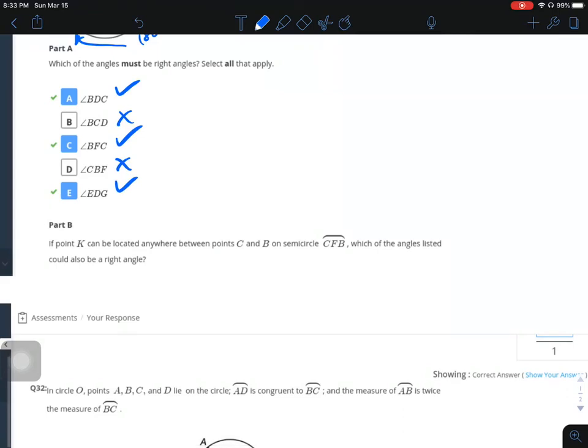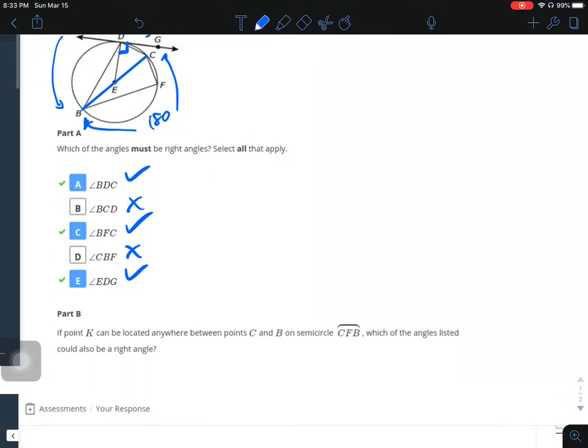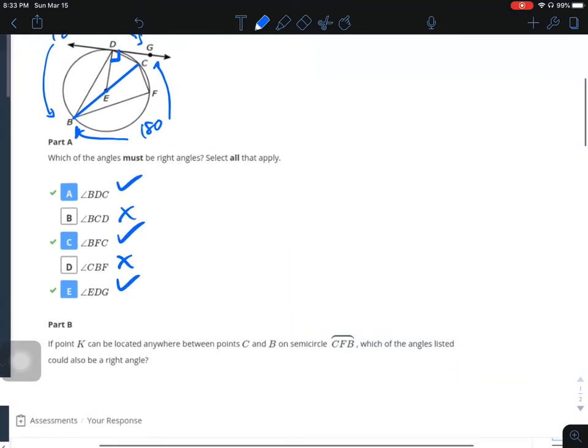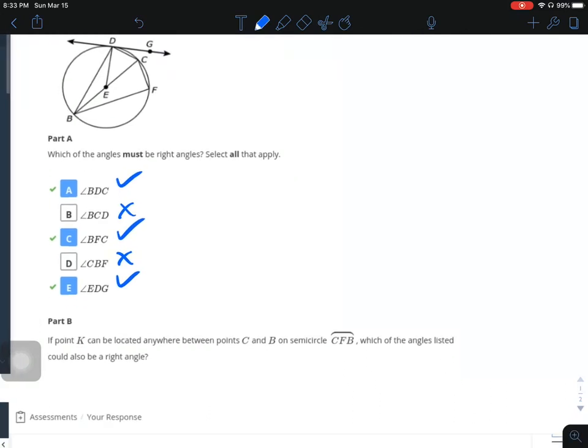Part B, all the answers were wrong. So I've changed that now. There's a review version 4, which doesn't help you. But essentially, here's how the answer has to be. And you probably already figured this out because you're super smart. If point K can be located anywhere between points C and B on the semicircle CFB, so it's over here someplace. Someplace K is hanging out on here someplace.